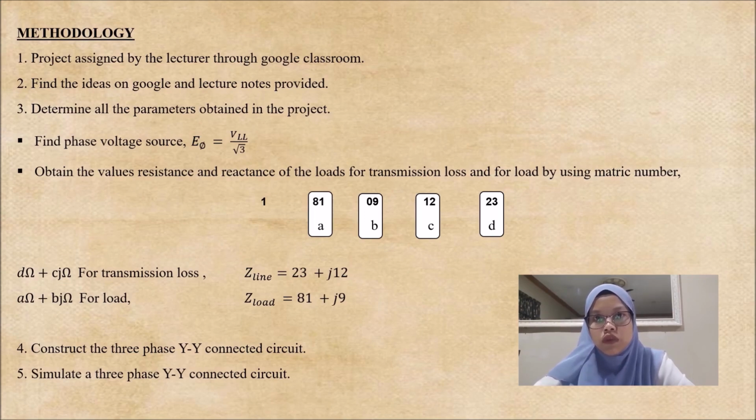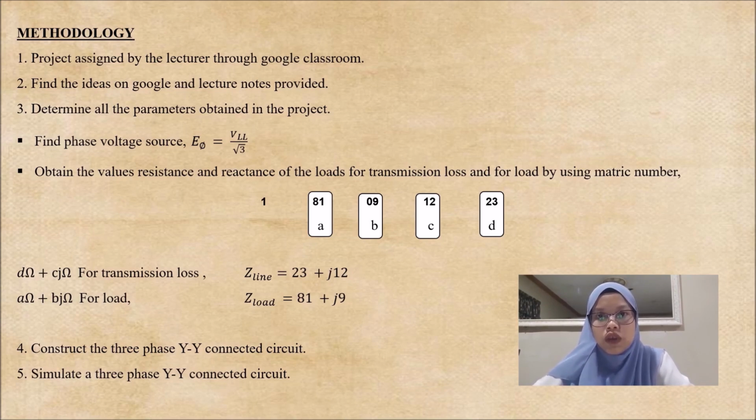In methodology, from the beginning, this project was assigned by the lecturer on Google Classroom. So I tried to find ideas on Google and also from what the lecturer had provided. After getting ideas, I started to determine all the parameters obtained in the project, such as finding the phase voltage of the source by calculation using the phase voltage formula.